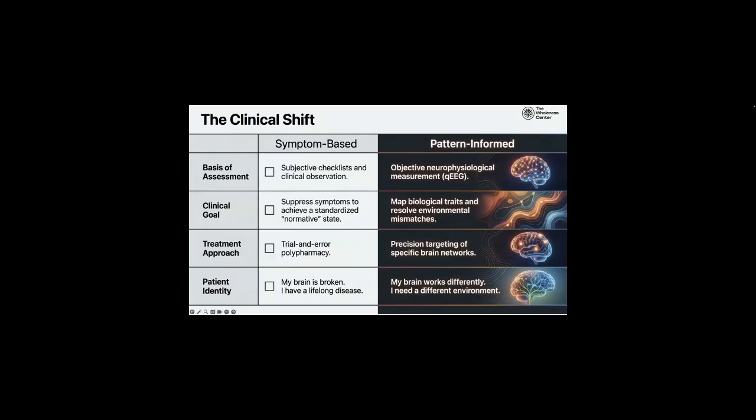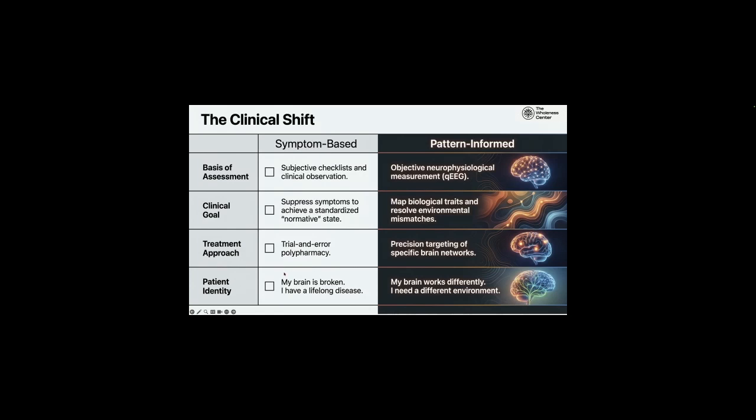So I really like this slide. Once you see this, the way that we practice really has to change. We move from symptom-based care to more of a pattern-based care. So the basis of assessment goes from subjective checklist over to neurophysiological measurements. The goal over in the symptom-based is to suppress symptoms and standardize a normative state. Over here, what we're trying to do is match biological traits to an environmental mismatch. Treatment approach, trial and error. And over here, we're using precision to target specific brain networks.